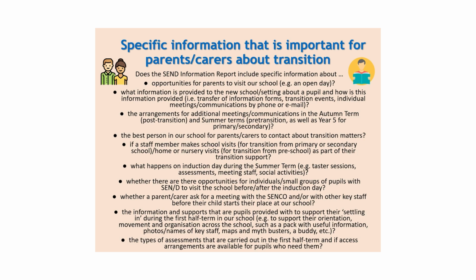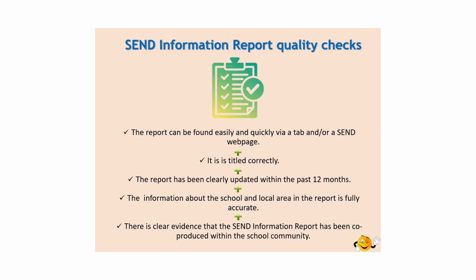The types of assessments that are carried out in the first half term, and if access arrangements are available for pupils who need them. SEND information report quality checks. The report can be found easily and quickly via a tab and or a SEND web page. It is titled correctly. The report has been clearly updated within the past 12 months. The information about the school and local area in the report is fully accurate, and there is clear evidence that the SEND information report has been co-produced within the school community.